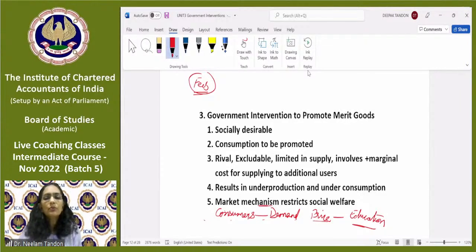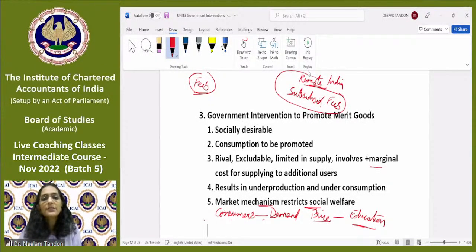But will they go to remote India and establish the same kind of infrastructure and facilities and offer them at subsidized fees? Will they do it? They'll never do it. But what is the fault of people staying in remote India? Is it their fault? No. It restricts social welfare, because you do not want to supply these services at such a low price. That is why government has to take charge.